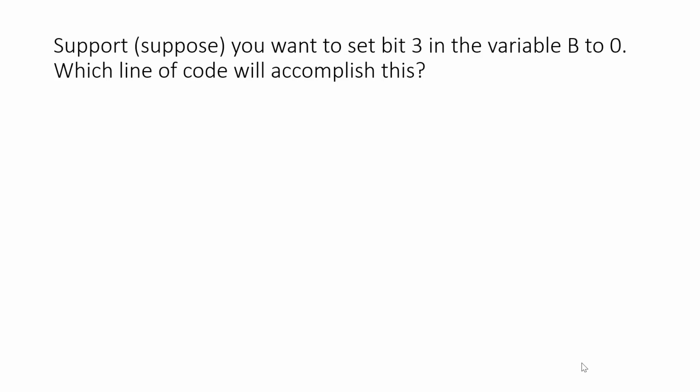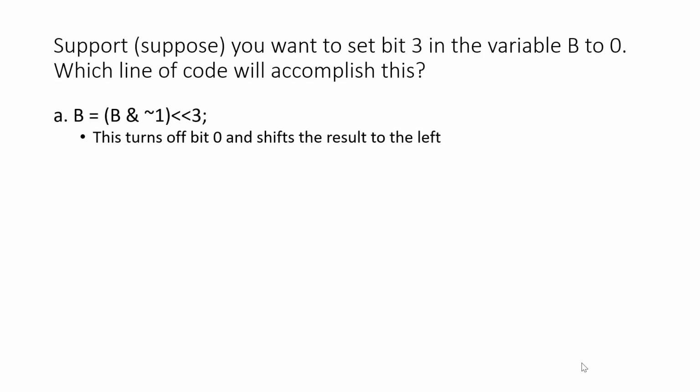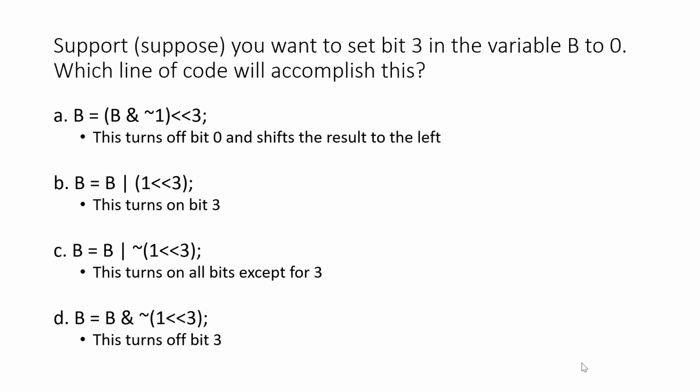Okay, suppose you want to set bit 3 in the variable b to 0. What line of code will accomplish this? So we want to set, I'm sorry, bit 3 in b to 0. So this line will set bit 3, and then it will do a bitwise complement. And then it'll mask off bit 3, in other words, because bit 3 will be set to 0 here. Make sense? So I believe that's the correct answer, D.